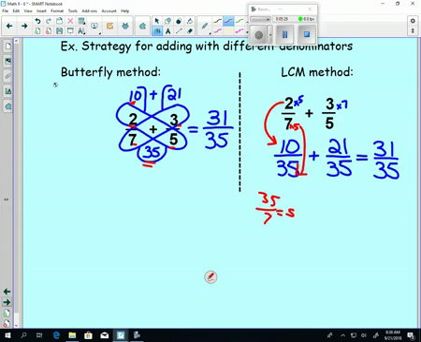And then we do the same here. What do we have to do to 5 to go to 35? We have to multiply by 7. And if we multiply it by 7 here, we have to multiply by 7 at the top. And that becomes 21. 3 times 7 is 21. And then we add the 10 plus the 21, and we get 31 over 35, just like we got here. So those are two methods for adding with different denominators, the butterfly method and the LCM.